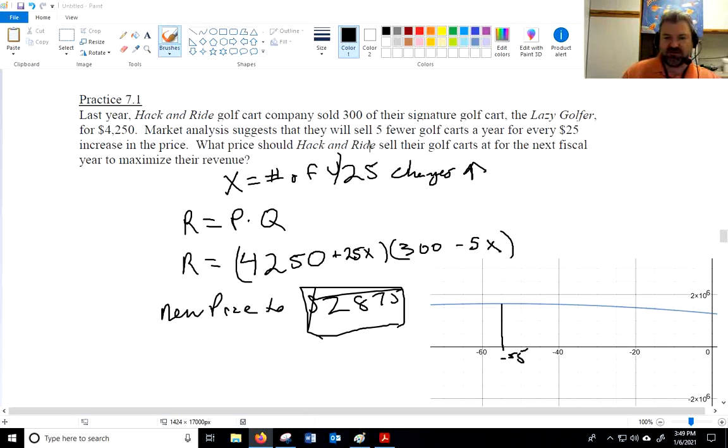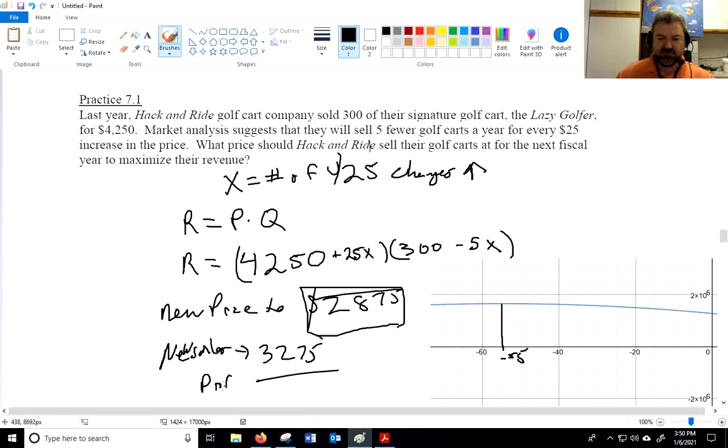Let's take a look at what the sales are. They're going to be doing 300 minus 5 times a negative 55. Well, they're going to increase their sales to 3,275. A lot more sales for a new revenue of, looks like, 1,653,125. Looking at a bunch more money here in the millions.